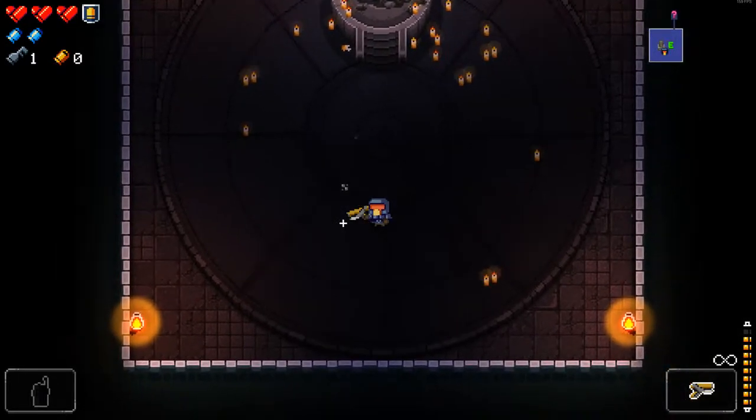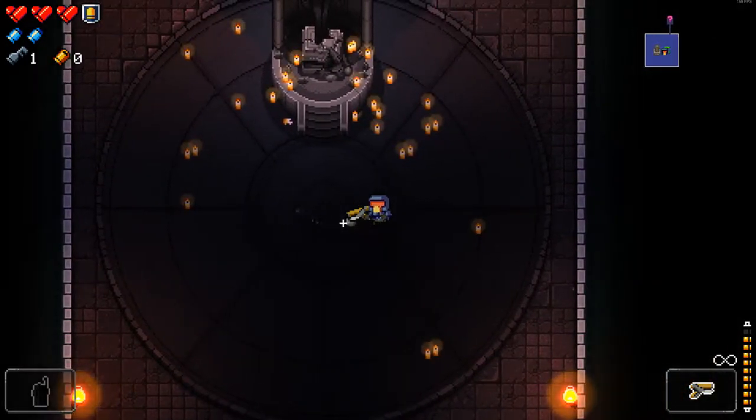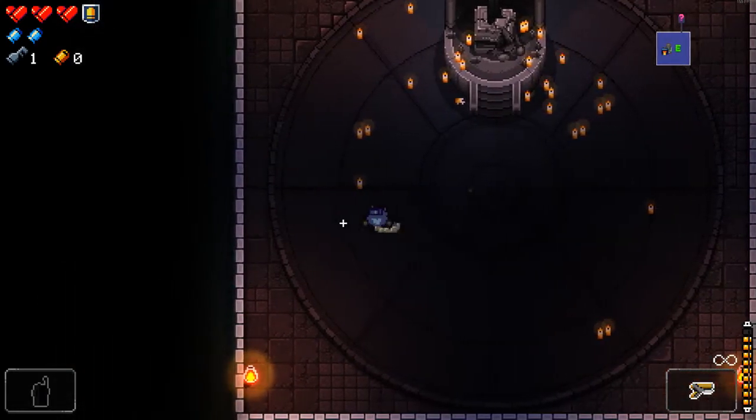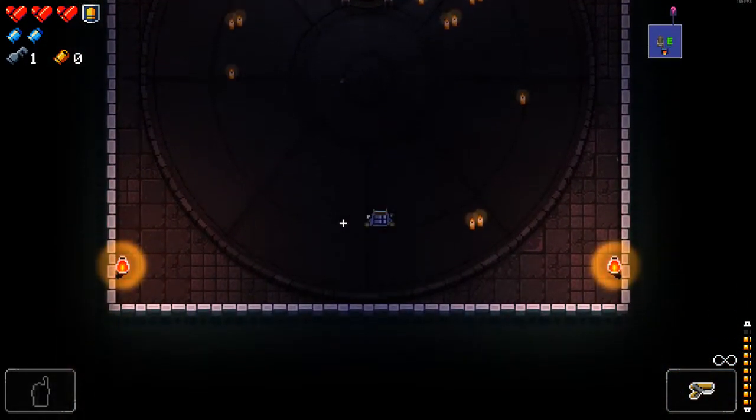Anytime you use the WASD keys, the camera is always locked onto the player. This includes when the player is rolling as well.